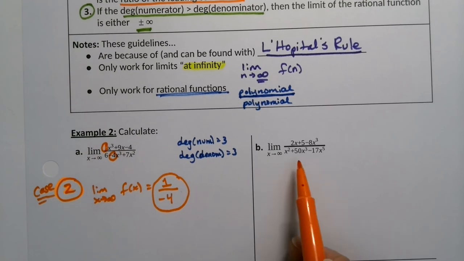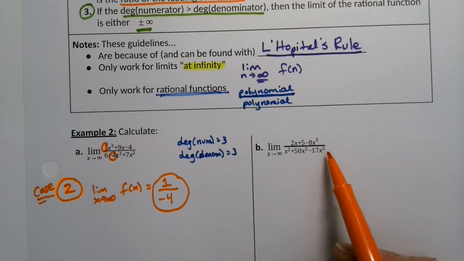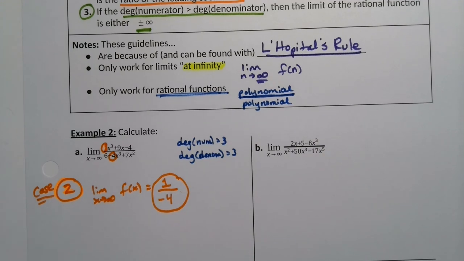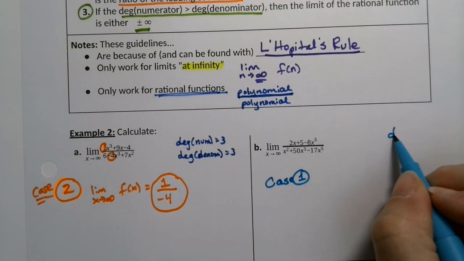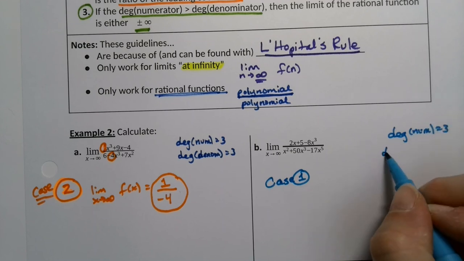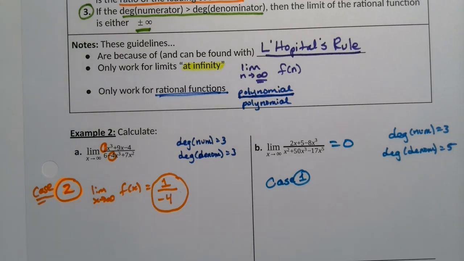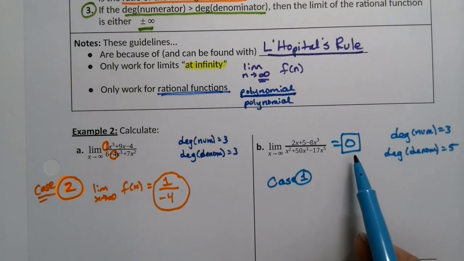Now, what about this one over here? It has degree 3 on the top, degree 5 on the bottom. Easiest case there is, that would be case 1. So this is case 1. Right, the degree of the numerator is 3. The degree of the denominator is 5. Therefore, this is 0. And we love it when those problems are that easy. Isn't that great?